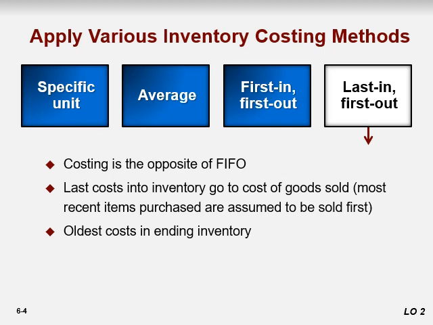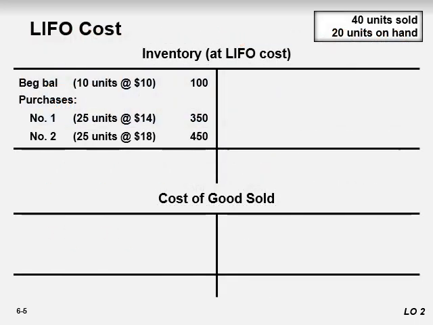So let's talk about that. Last in first out is the opposite of FIFO. So the last cost into inventory goes to the cost of goods sold. So it means the ending inventory will be of the oldest costs. In order to understand that, let's take an example. We sold 40 units, last in first out. So first of all, the last purchase was 25 at 18. So we subtract 25 at 18.